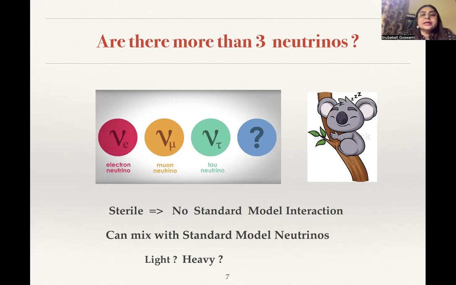Now the question is, are there more than three neutrinos? This is a very pertinent question. Now, we know that if there is an extra neutrino, then it has to be sterile, which implies that it should not have any standard model interaction, but it can mix with standard model neutrinos. The question is, if such a neutrino exists, what is its mass scale? Is it light? Is it heavy?